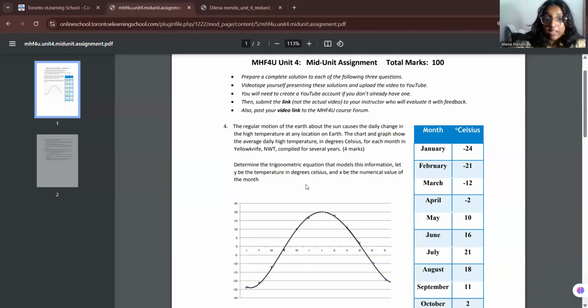Hi, I'm Dilena Mendes and I'm here today to discuss the Unit 2 mid-unit assignment. Let's look at question 1.